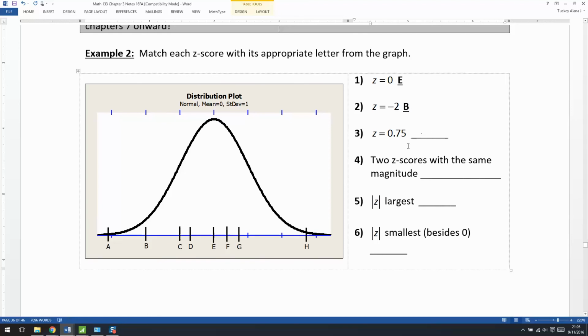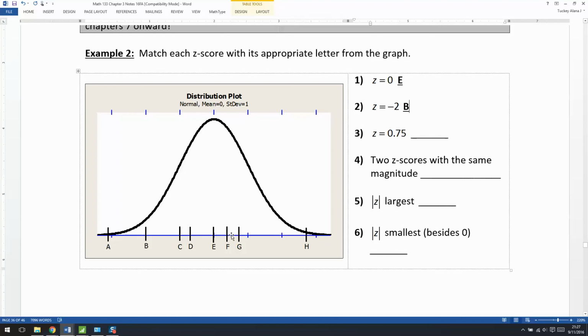Now 0.75, all right, 0.75 is on the positive side, so we're going to be looking at the ones over on the right. You have to be past 0 but not quite to 1. Now that leaves us 2 options, F and G. Well, F isn't going to work because, well, let's put it this way. Somewhere between F and G is about the halfway spot. That'll be about 0.5. 0.75 is farther away than that.